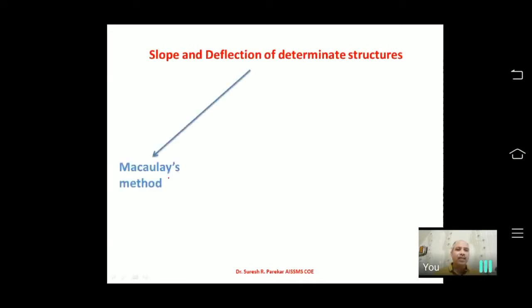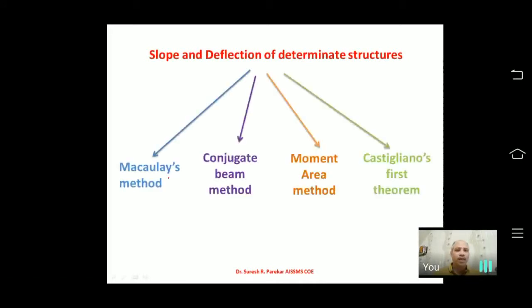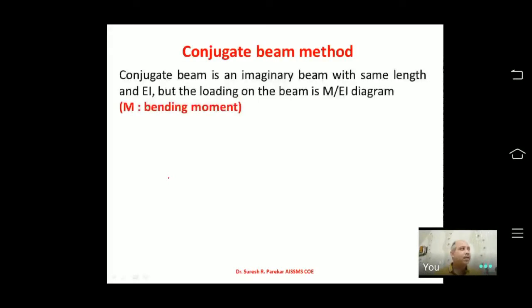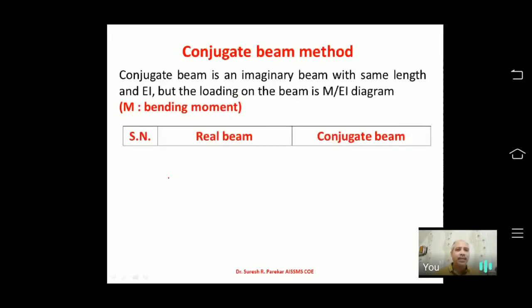So now today we will just revise the things and then we will go to the problems. We have actually four methods we have seen, and we are interested in the conjugate beam method. Now in this, while going for the conjugate beam method, we have an imaginary beam and the loading acting on it is the M by EI diagram. So today we have considered some problems where we have varying values of EI.